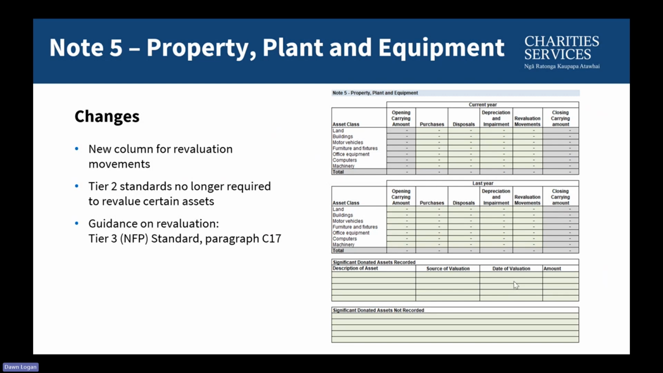Essentially, the Tier 3 not-for-profit standard now allows for revaluing of certain assets without having to apply the Tier 2 standards. A charity may elect to revalue assets based on a council valuation, even if that valuation was not updated before the beginning of the current financial year. Please review Appendix C of the standard, starting at paragraph C17 for detailed guidance.